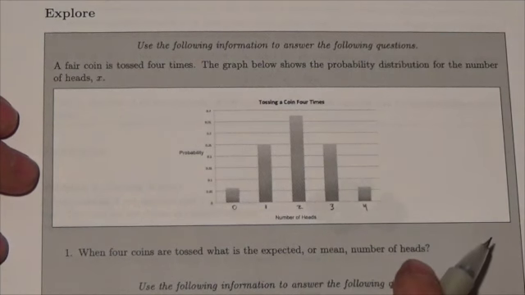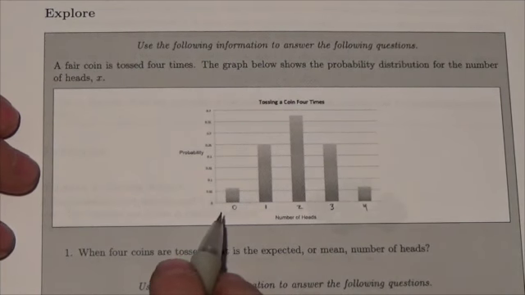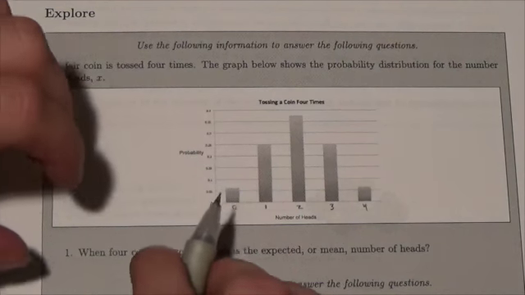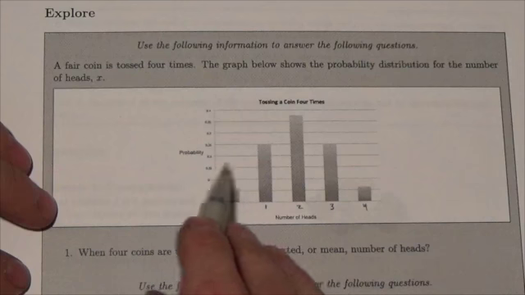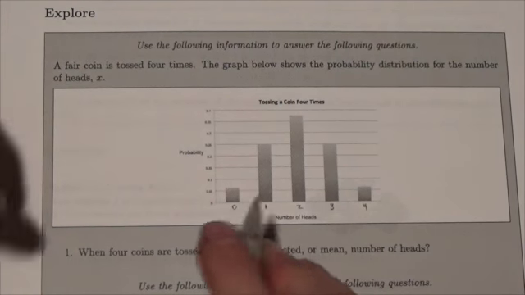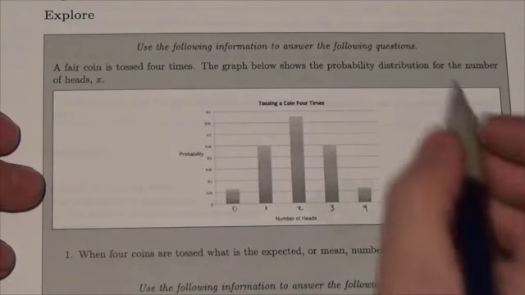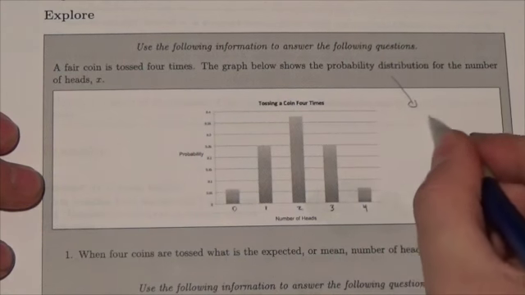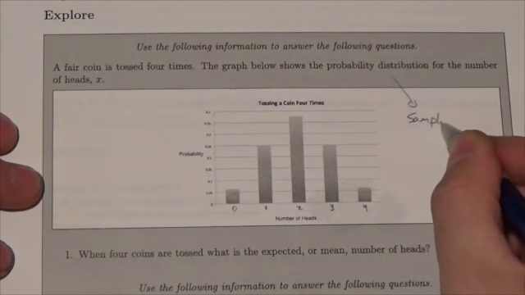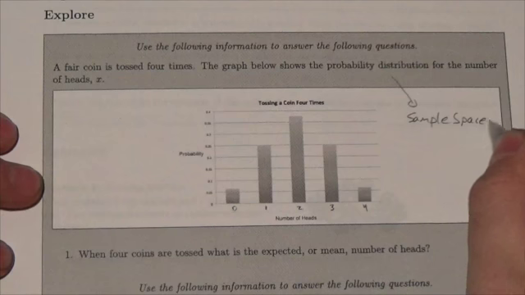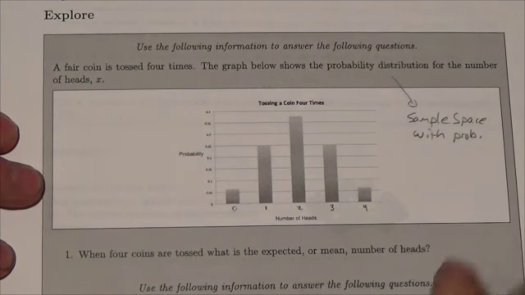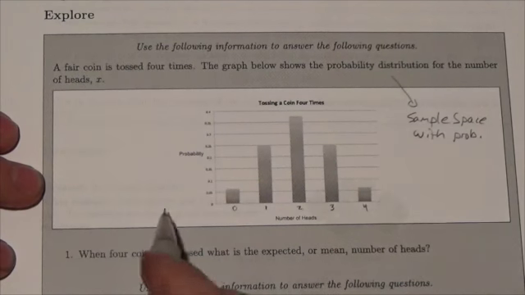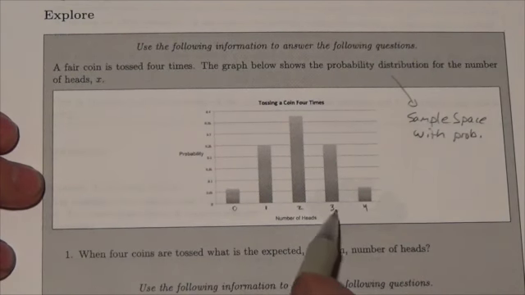Now what a probability distribution is, okay, it's when you're seeing all of the outcomes of a given experiment with their corresponding probabilities associated with them. So it's like a sample space. So this probability distribution here is essentially the sample space with probabilities. That's what we're looking at here. So 0, 1, 2, 3, 4 heads, and then the probabilities that go along with it.